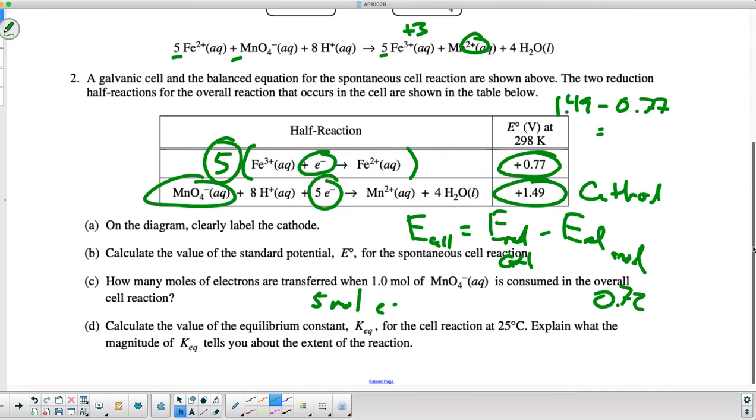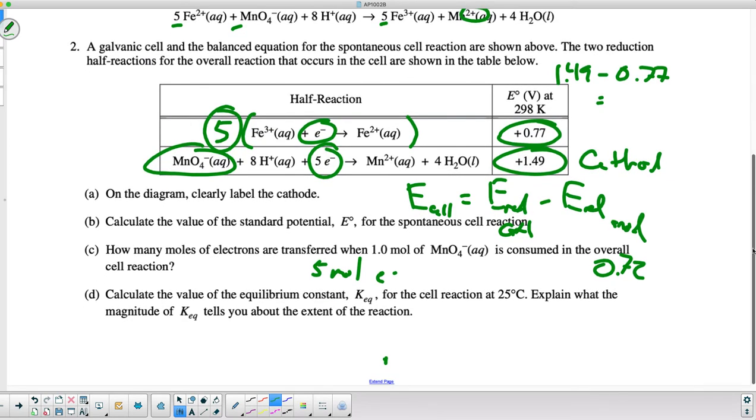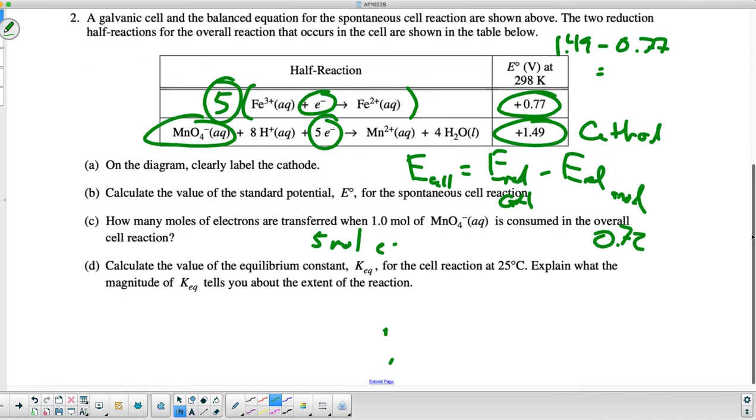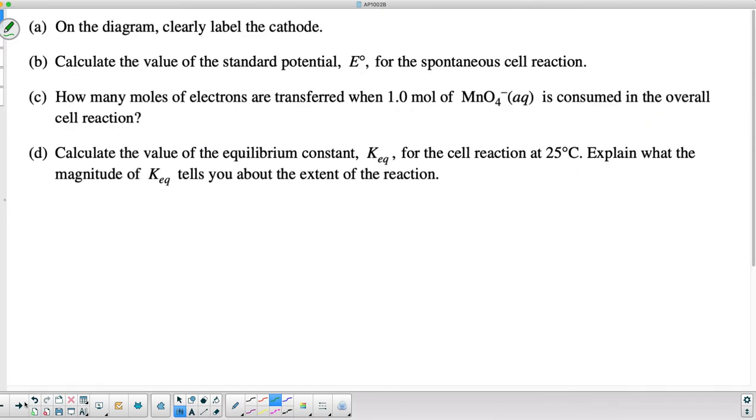Calculate the value of the equilibrium constant, KEQ, for the cell reaction at 25 degrees Celsius. Explain what the magnitude of K tells you about the extent of the reaction. Great, let's do that. It says calculate the value of the equilibrium constant.